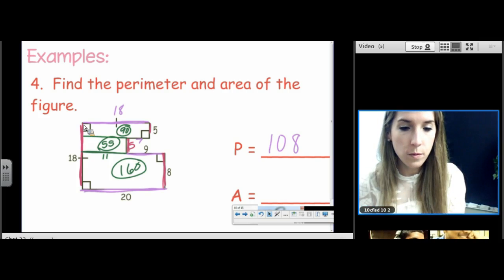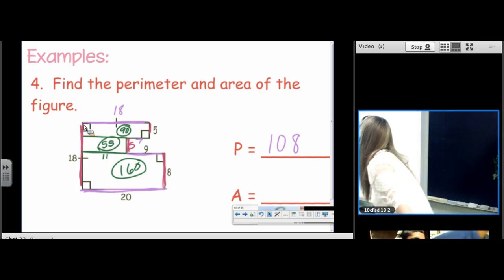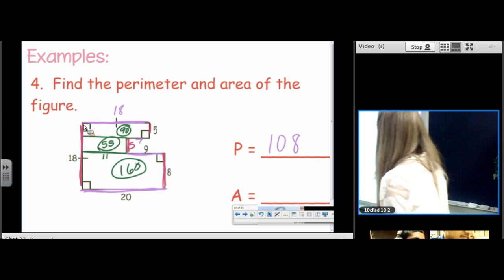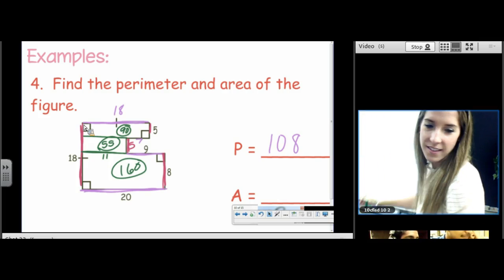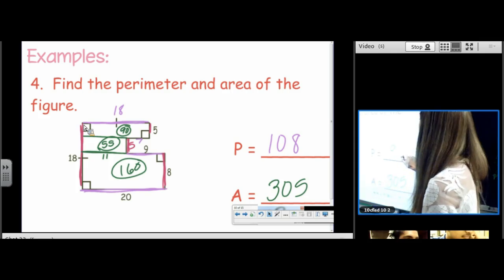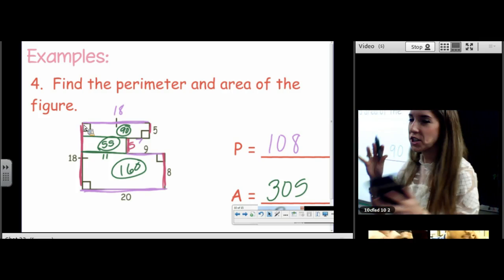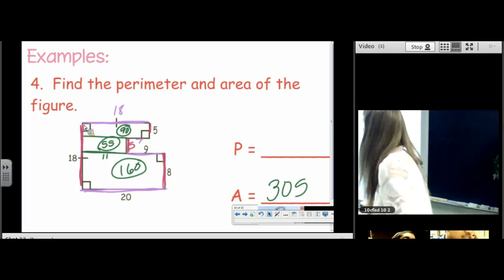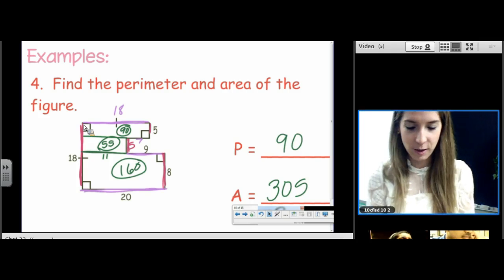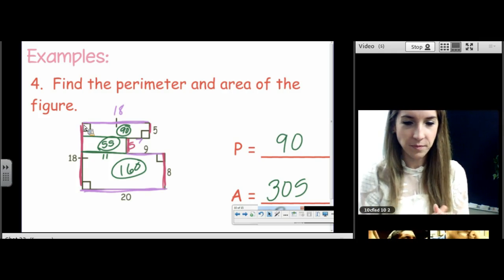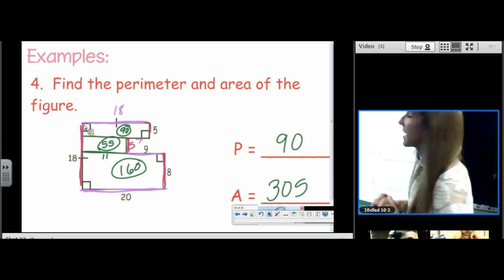Oh, we got the perimeter wrong. Thank you for correcting it, Rishi. You got a little happy, you added too many things together, huh? Too many 18s? Okay, sorry. Correction to the problem: the perimeter is 90 and the area is 305. Good. You added one too many 18s. That's cute.